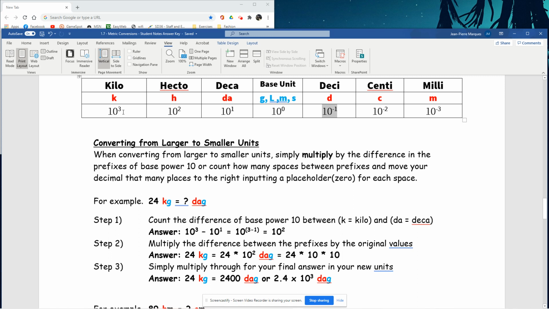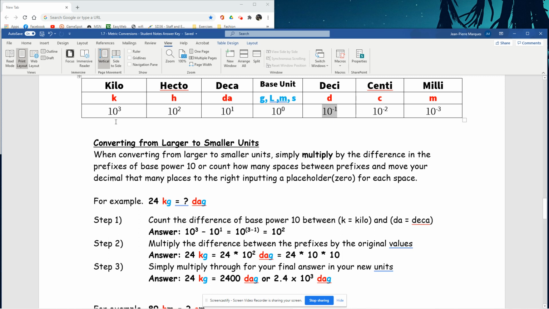If I start with 4, when I go from kilo to hecto, that's 40. Hecto to deca, that's 400. Deca to base unit, that's 4,000. Base unit to deci, that's 40,000. So to go from kilo to deci, I would add 1 jump, 2 jumps, 3 jumps. For every jump, I move my decimal 1 spot. When I do that, I've put in a 0 or a placeholder for each of those spots, giving me my final answer.